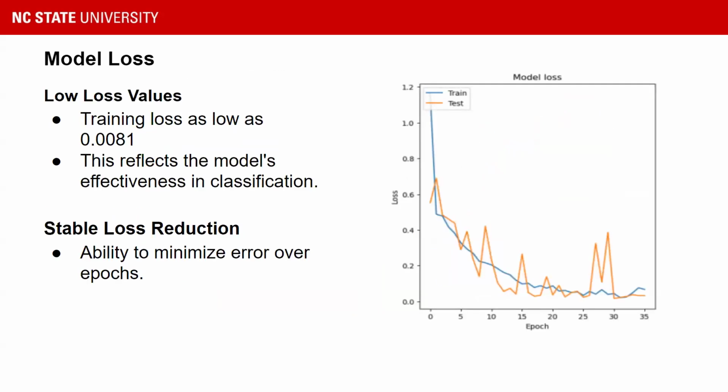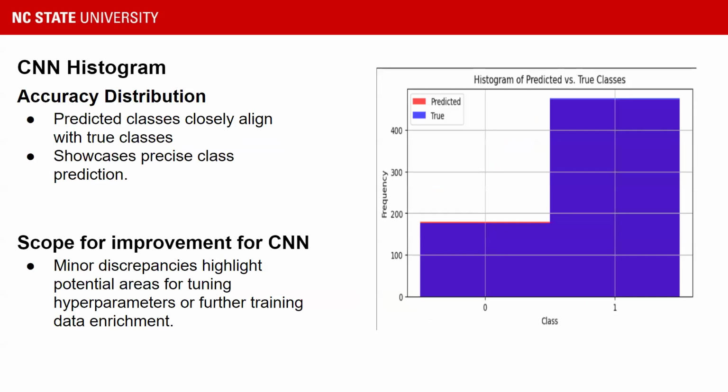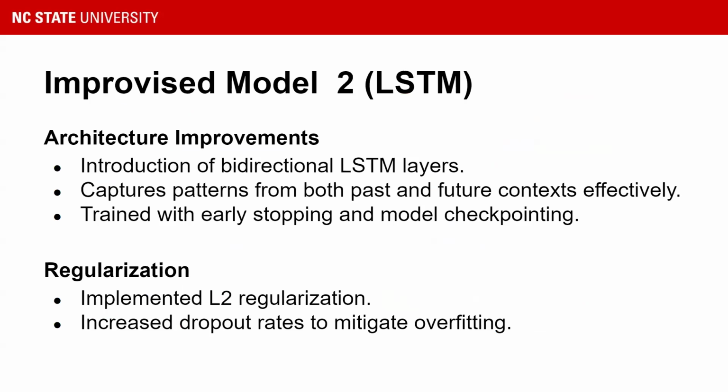This graph represents the loss function, and we can see that we are able to minimize the error over the various epochs. In our histogram, we are trying to show that there is a very small gap between the predicted data and the true data, and only a few samples are predicted incorrectly. This highlights minor discrepancies.